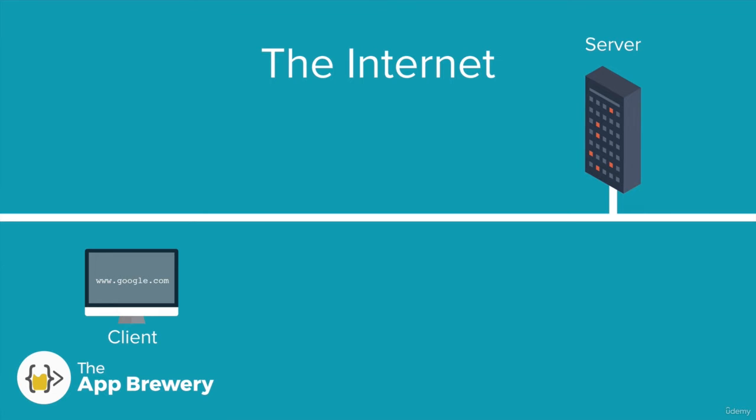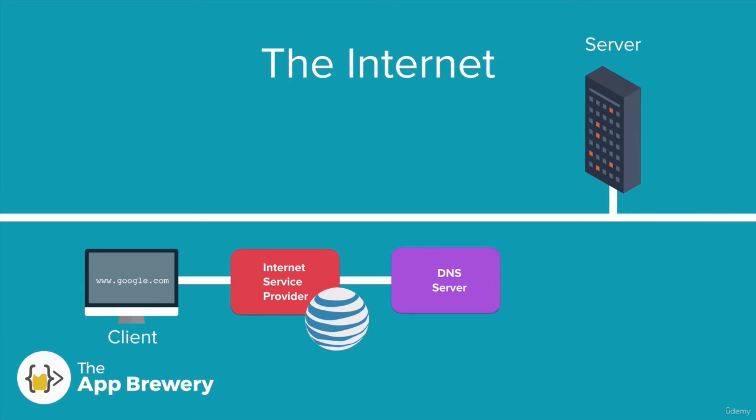What happens behind the scenes is that your browser will send a message to your internet service provider. So these are the people who you pay to be able to access the internet. And if you're in the US, that's a company like AT&T or Comcast. And if you're in the UK, then that would be something like BT or TalkTalk. Now, the message that you're sending the ISP is, I want to see google.com. And the ISP will then relay that message to something called a DNS server, a domain name system server.